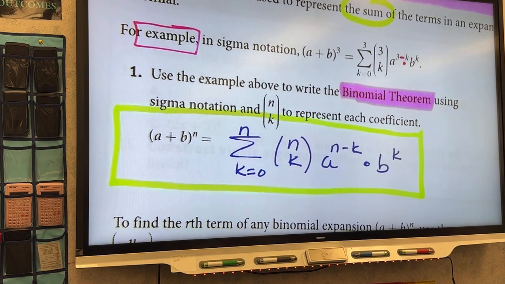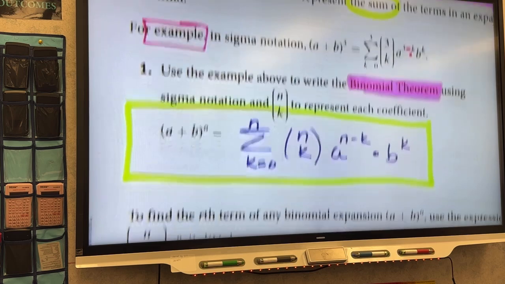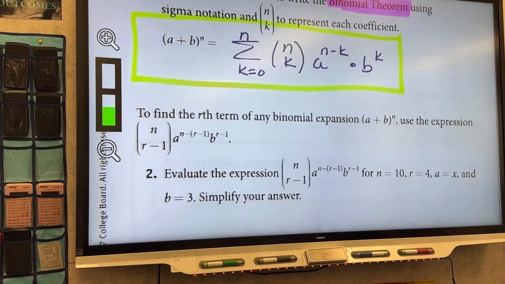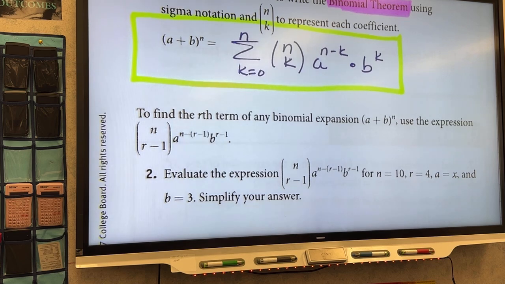I know it looks weird. Hang on. When I show you how to use it, it won't be bad. So hang on. Don't freak out. No freaking out allowed. The reason why we have this notation is sometimes I don't want you to expand something all the way. Sometimes I just want to know one term. Like I want to know the 12th term in an expansion. I don't want all 15 terms of the expansion, I just want the 12th.